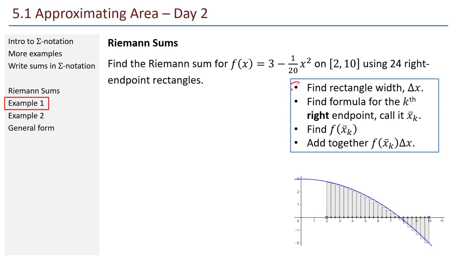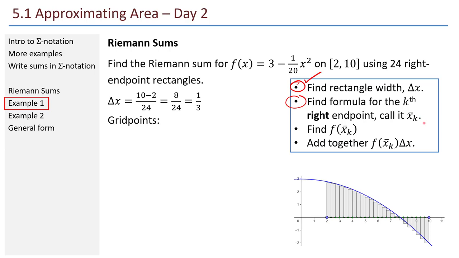Let's do it. So number 1, let's find the rectangle width. Do you remember the formula for this? I will take the right endpoint minus the left endpoint and divide by the number of rectangles. And we find that every rectangle has width 1/3. Check.